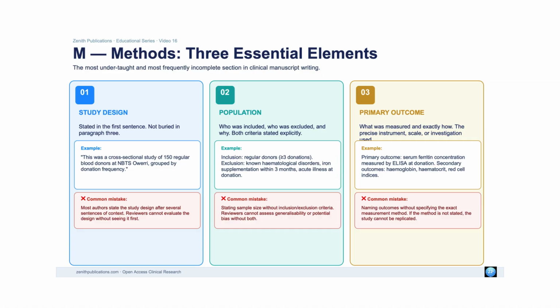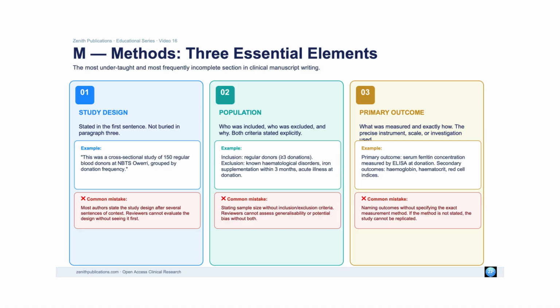First, study design, stated in the first sentence. Not paragraph 3, the first sentence. This was a cross-sectional study of 150 regular blood donors at NBTS ORI, grouped by donation frequency. The reviewer now knows exactly what kind of study this is before reading another word.